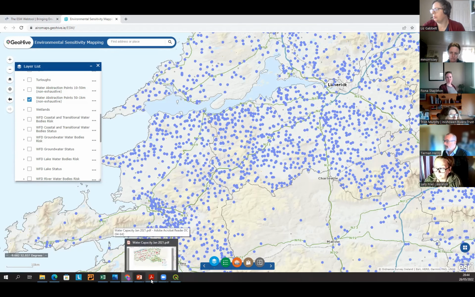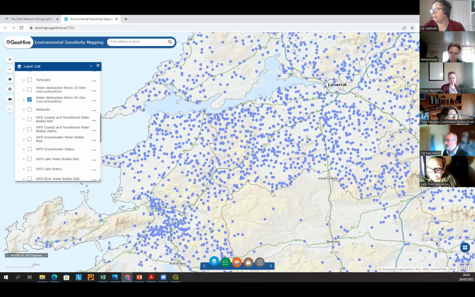But one of the reasons there's so much abstraction there is it's on the west coast. It's wet, so there's loads of water falling out of the sky, replenishing the groundwater.